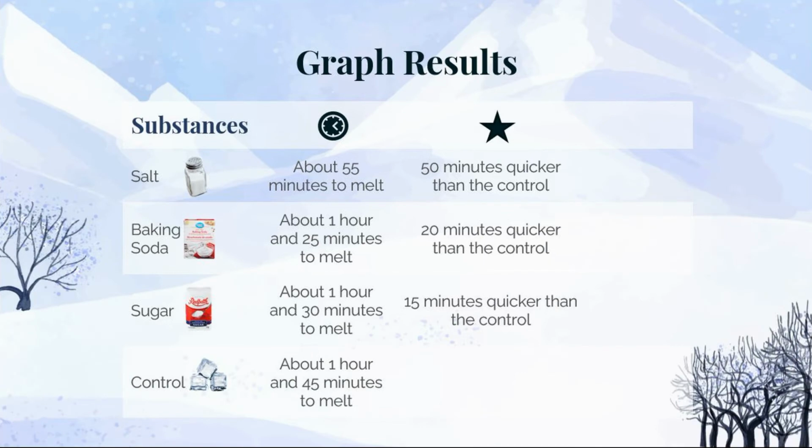In this graph I created, it shows how quick the ice cubes melted compared to the control. The ice cubes with salt melted in about 55 minutes, causing it to melt 50 minutes faster than the control. The ice with baking soda melted 20 minutes quicker than the control, as the baking soda took about 1 hour and 25 minutes to melt. The control took about 1 hour and 45 minutes to melt, and the sugar took 1 hour and 30 minutes to melt, so the sugar melted 15 minutes faster than the control ice cube.